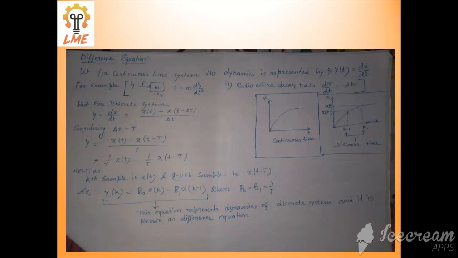What I was discussing is similar to the continuous time system with a differential equation. So what is the conclusion? In a continuous time system, the dynamics can be represented by a differential equation, and in a discrete time system the dynamics is represented by a difference equation instead of a differential equation.